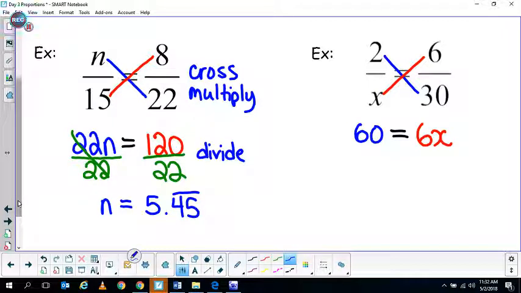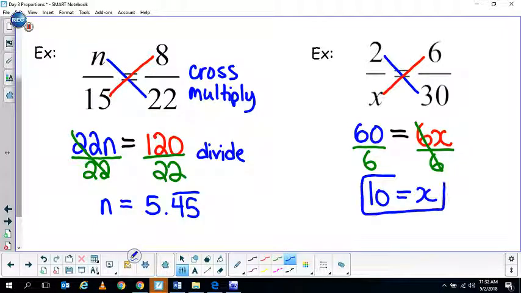Now remember, our goal is to get the variable by itself. We want to isolate for it. So we need to divide by 6. And what you do to one side, you must do to the other. 6 divided by 6 is 1. So it leaves us with an x. 60 divided by 6 is 10. So x is 10.